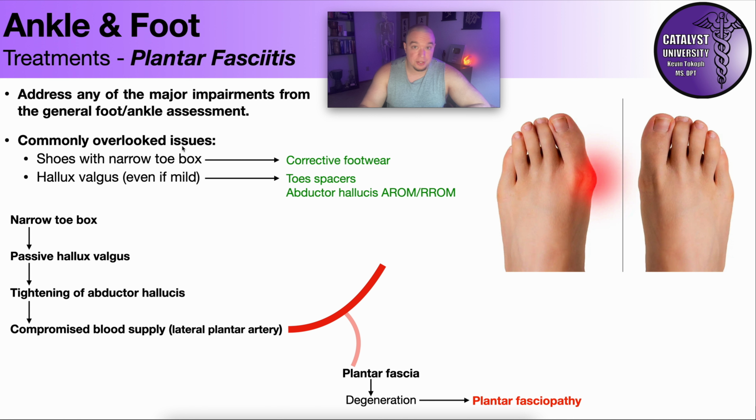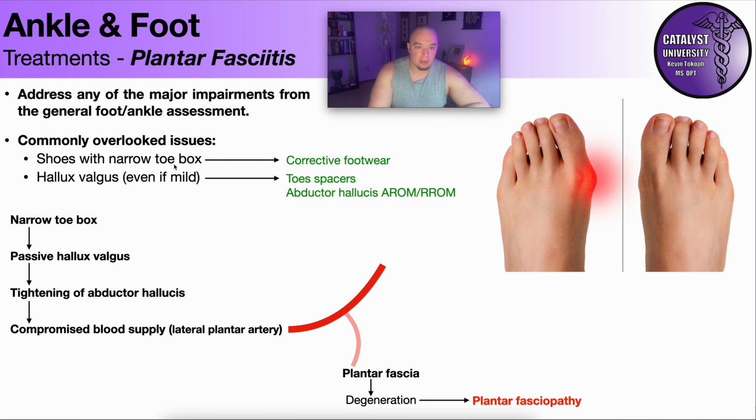Okay? If there's weakness, absolutely address it. If they got limited dorsiflexion mobility, absolutely address it. But some things that are overlooked: shoes with a narrow toe box, hallux valgus or a bunion, even if that bunion is mild. And you can see a bunion over here on the right side of the screen right there. That is a bunion or hallux valgus. And people don't just end up with a bunion. Okay? It's not like you're genetically predisposed or we're born with a bunion. Okay? We get bunions because of improper footwear. And that footwear is shoes with a narrow toe box.